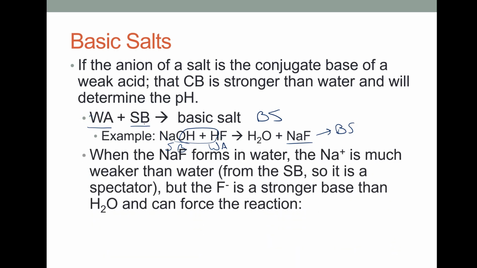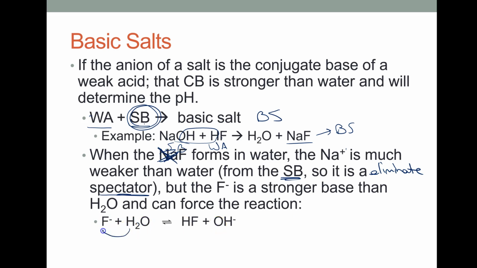When the NaF forms in water, the Na+ is much weaker than water because it came from a strong base, so it's a spectator. The F- is a stronger base than water, and it can force a reaction. If it is from something strong, it's a spectator, and we are going to eliminate it. So when I write the reaction, I'm going to take the Na part out, and all I'm going to have is F- reacting with water, forming HF and hydroxide.